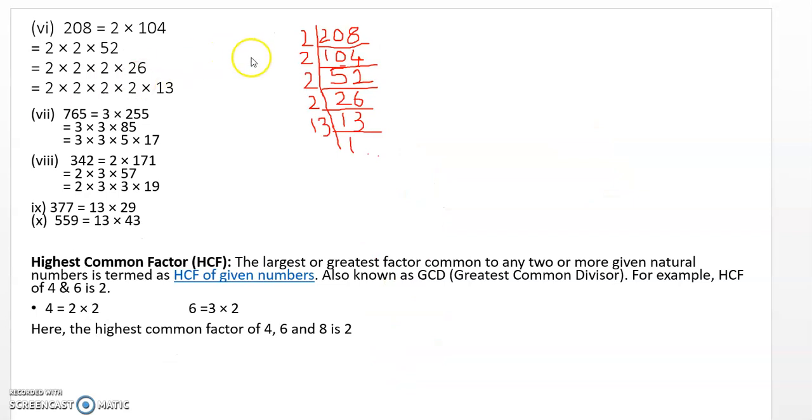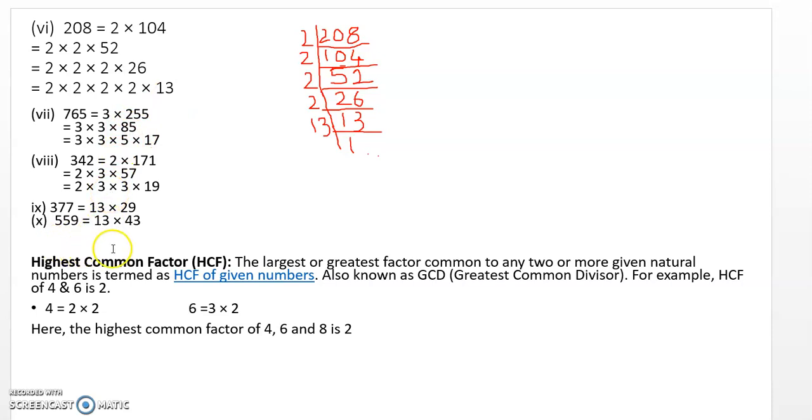Next it is 208. So I have done it is 2. 2 1s are 2, then 0, 2 4s are 8, then afterwards 2 52s are 104, then 2 26s, then 2 13s, then 13 1s. At the end, what are the factors of the 208? That is factorized into prime. So that is 2 multiplied by 2 multiplied by 2 multiplied by 2 multiplied by 13. Okay, and the remaining I have not shown. This I think it is understood to you.